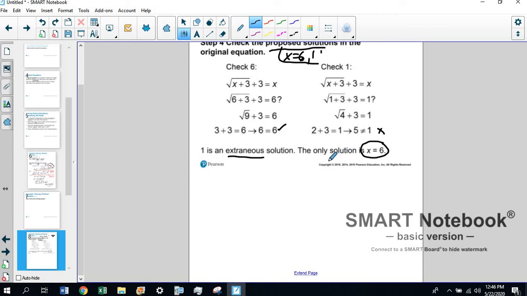Now, you have to show me the check. You can't just give me x equals 6 as your right answer. If I don't see a 1 somewhere tested, then you missed a possible answer. Granted, the 1 is not actually a solution, but it was a possible solution. You have to check both of them.